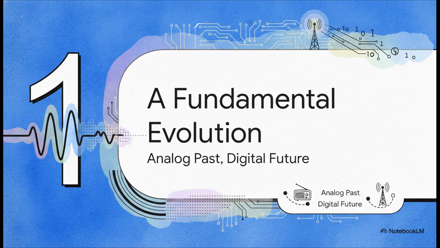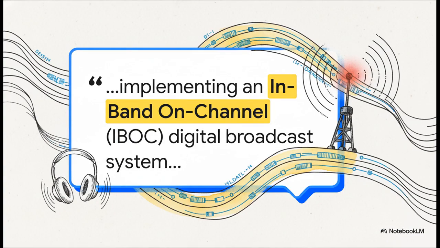So let's start with the big picture, what we're calling a fundamental evolution. It's all about how we bridge that gap between the analog world we all know and the digital future. And really, the whole magic trick behind HD radio comes down to one key idea: in-band on-channel, or IBOC. It is a seriously clever way to let broadcasters sandwich a brand new digital signal right onto their existing frequency. And the best part? It guarantees that folks with older analog radios don't miss a beat.